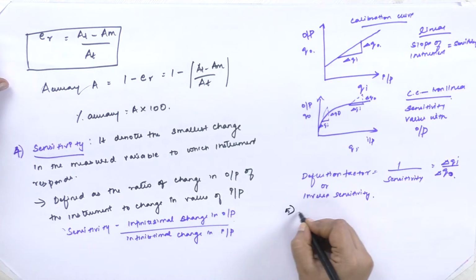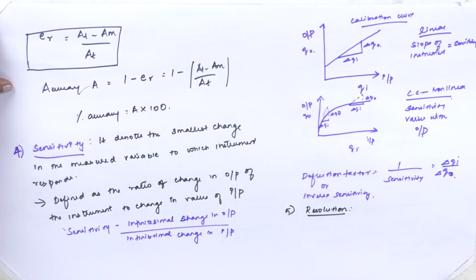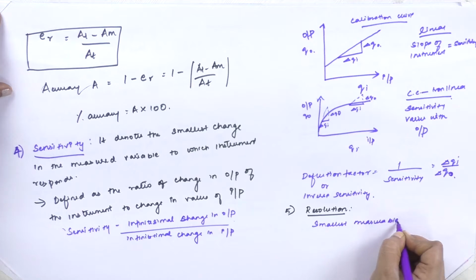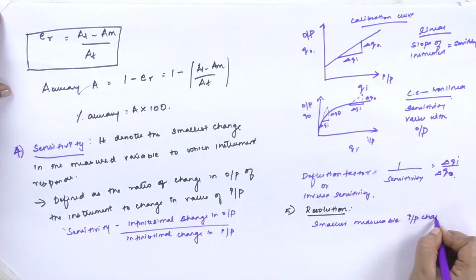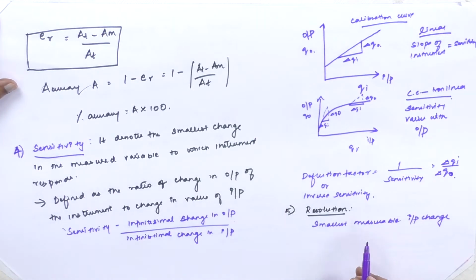Next static characteristic is resolution. The smallest measurable input change is called resolution. If a non-zero quantity is slowly varying with time, for a small change in input there will be a small change in output. That is called resolution. We can say that the smallest measurable input change is called resolution.